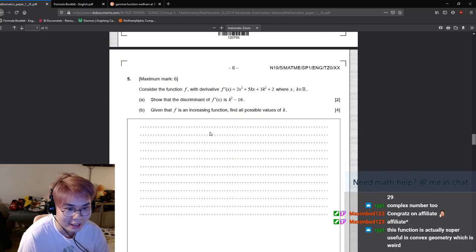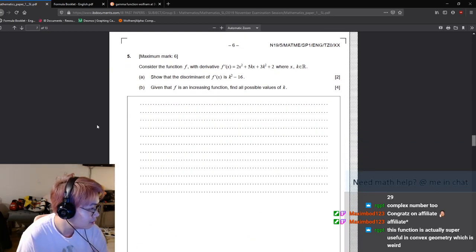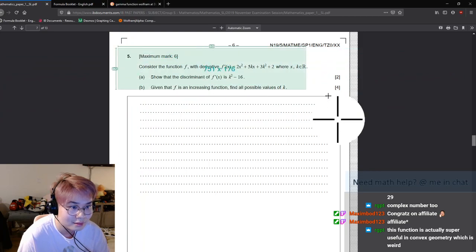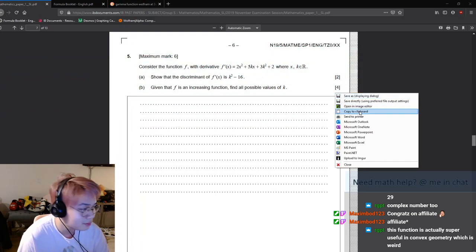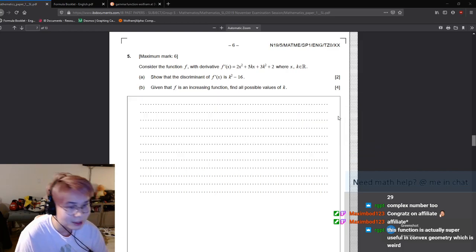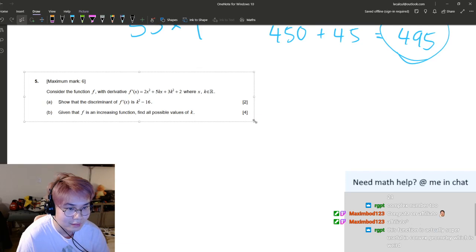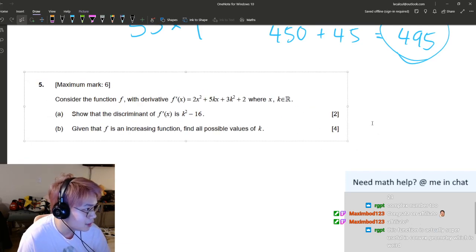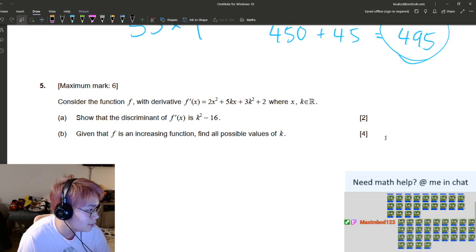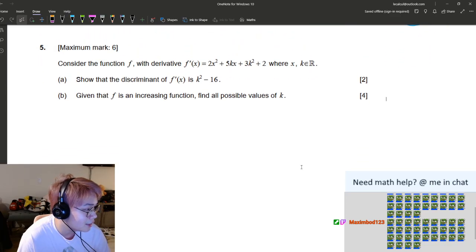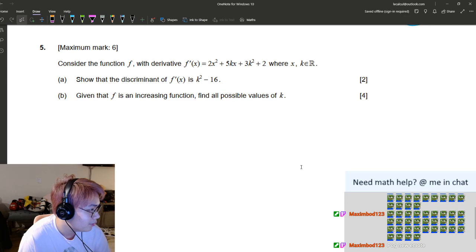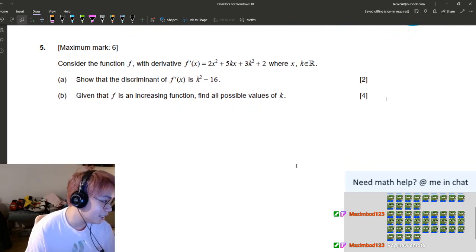Anyways, let's move on. Number 5. Complex convex geometry. Sometimes I wish I carried on with advanced math. But at the same time, I'm making money now as a teacher. Yeah, good emote. At least I think it is.